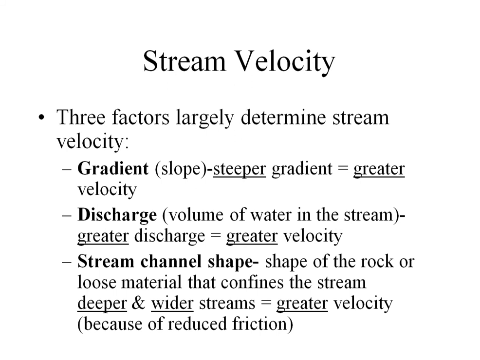There are three things that largely determine stream velocity, or speed. Gradient, slope, is one. Steeper slope, greater velocity. You guys know that already. Discharge, which is how much water is in the stream. If there's more flow, there's also greater velocity. So floods, for example, tend to move a whole lot more quickly than the typical stream would. And the shape of the channel also makes a big difference. Deeper and wider streams move much faster because they have reduced friction.